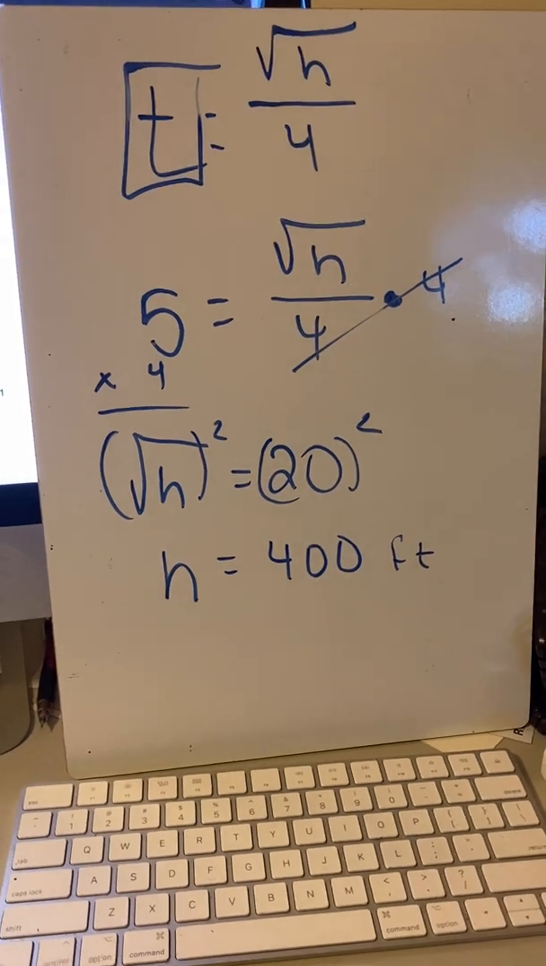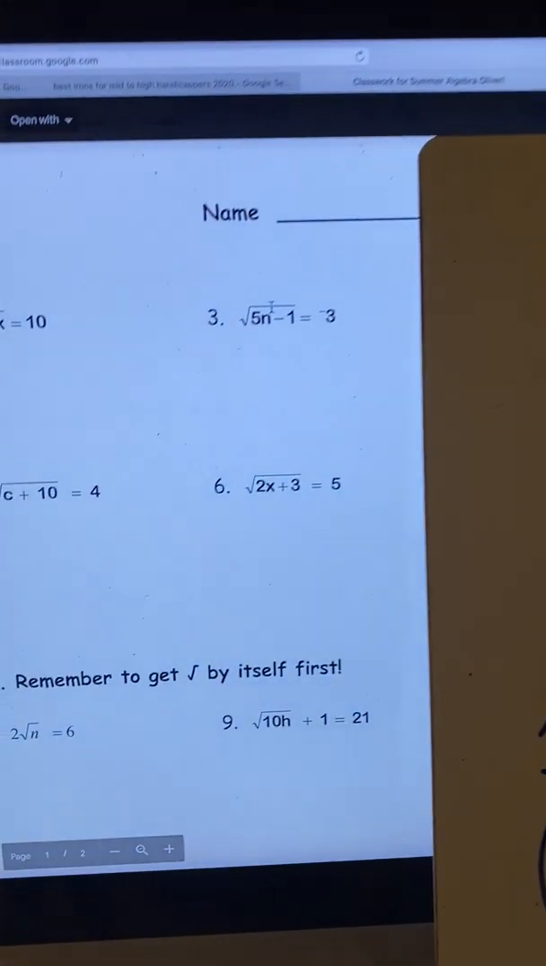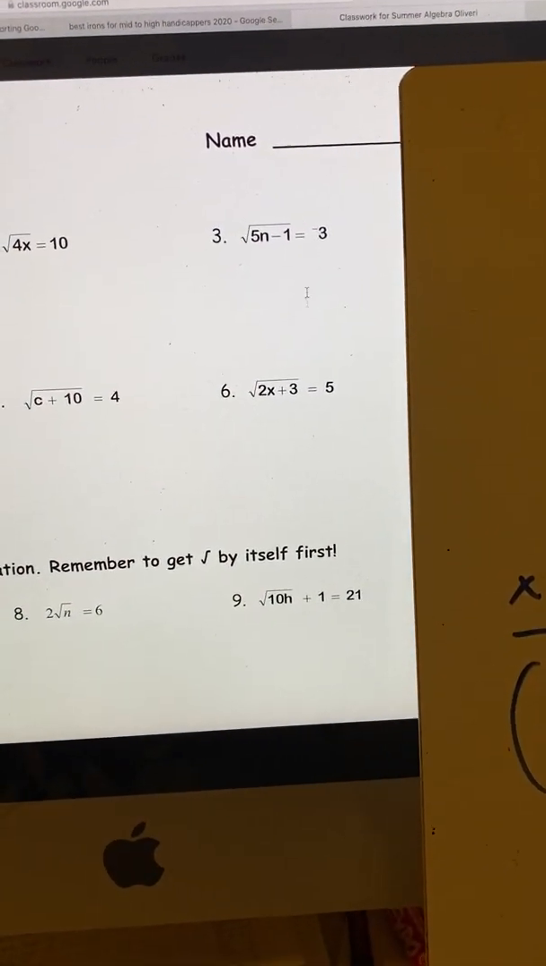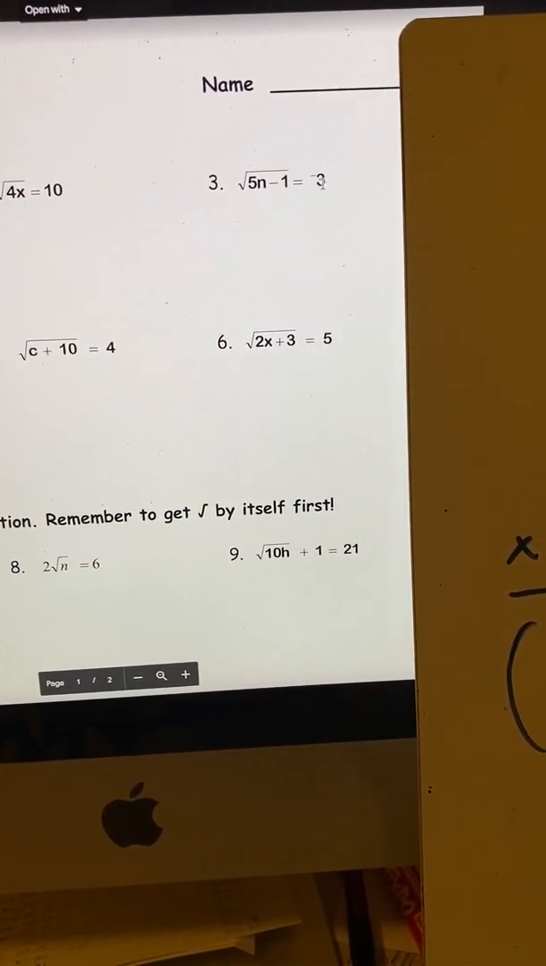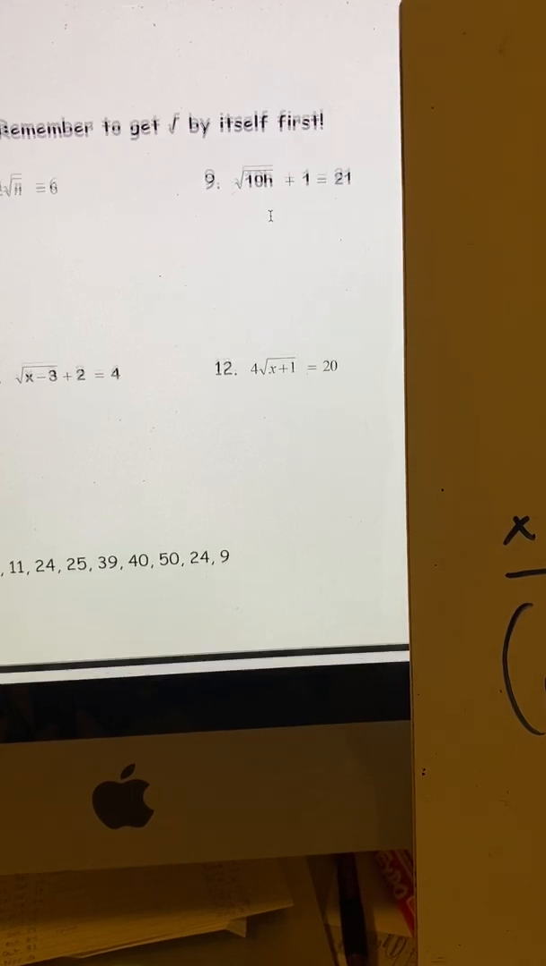I'm glad we had somebody catch us with number 3. Number 3, this should not be a negative sign here. It should be positive. Or it should have something that I move over here and it makes it a positive problem.